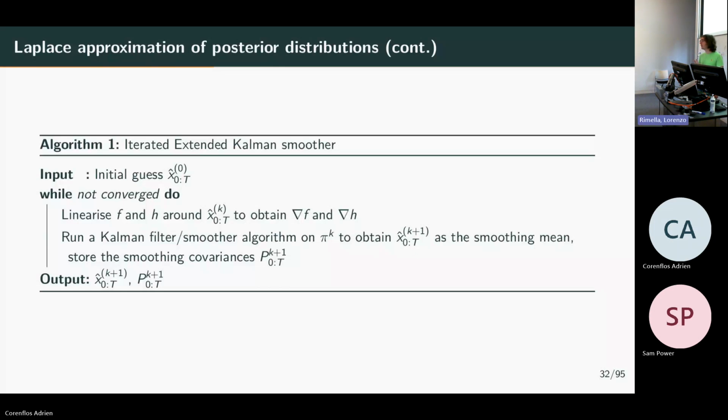So you don't have the actual Laplace approximation, but what you end up having is a block diagonal approximation of your Hessian. And then you can also sample from the Laplace approximation if you want.